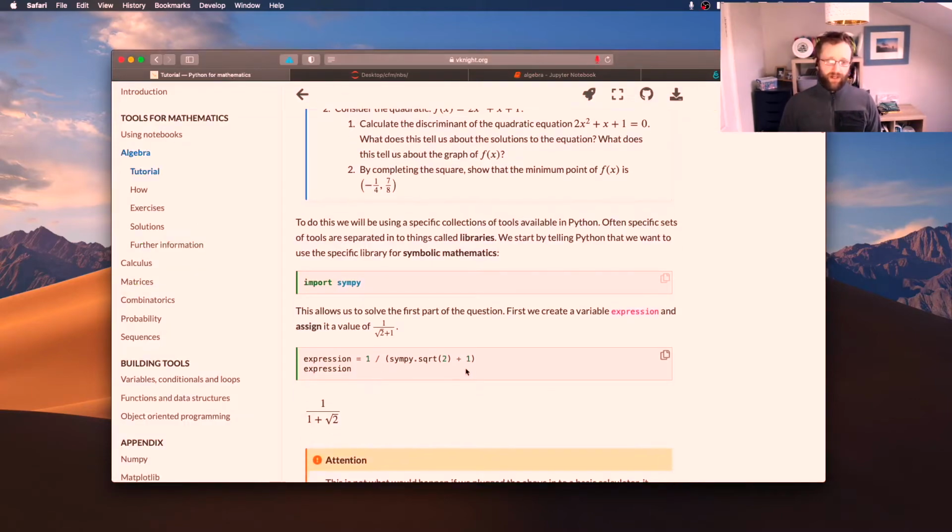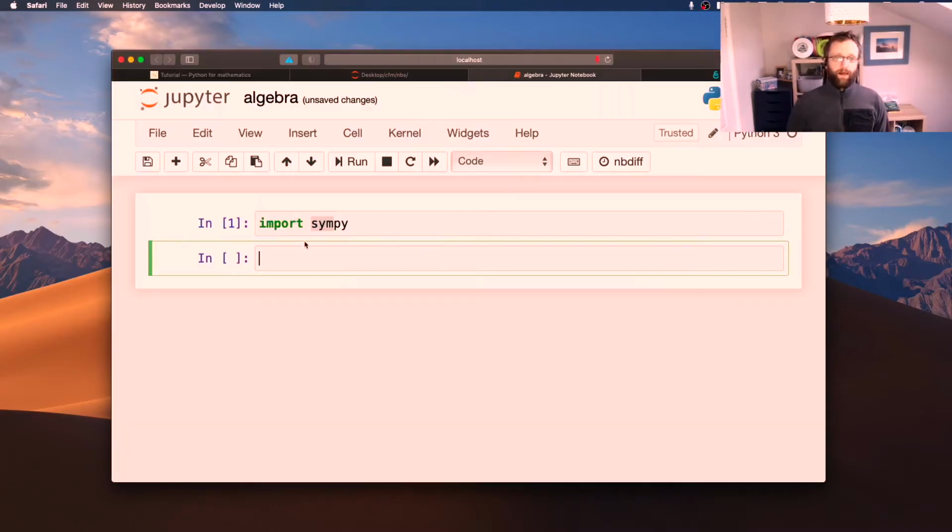The first part of the question just tells us to essentially simplify 1 over the square root of 2 plus 1. So we're going to say our expression, and here we're creating a variable called expression, and now we're going to give it a value. And that is 1 divided by, and then we'll open some brackets, and the square root of 2, we're going to specifically use the square root tool, SQRT, from the SymPy toolbox, okay? So you write the name of the toolbox, a dot, and then SQRT. And then square root of 2 plus 1.